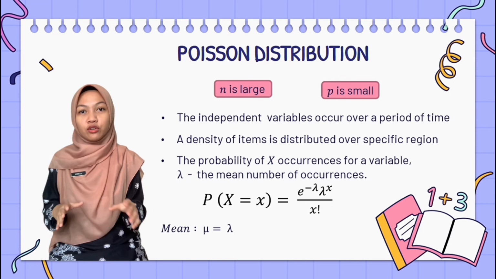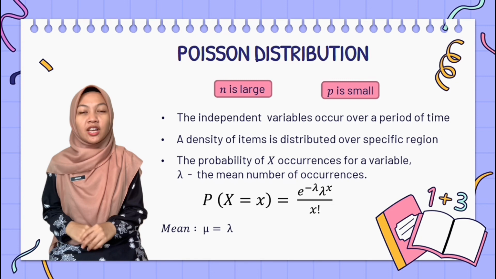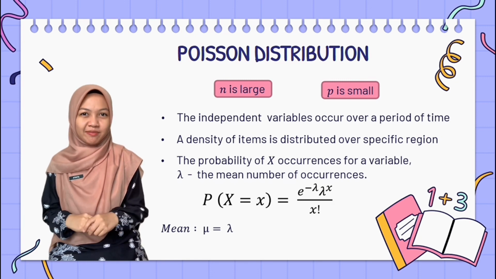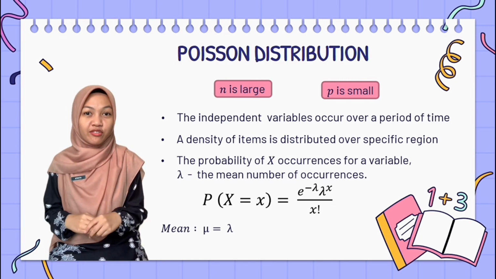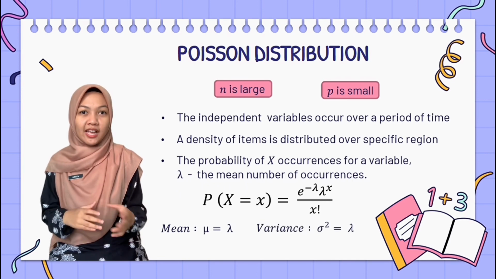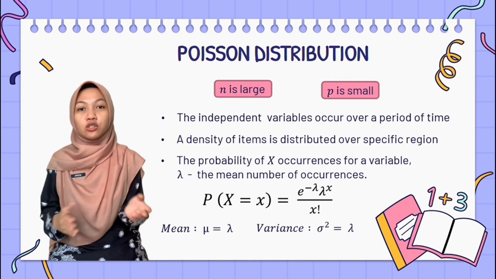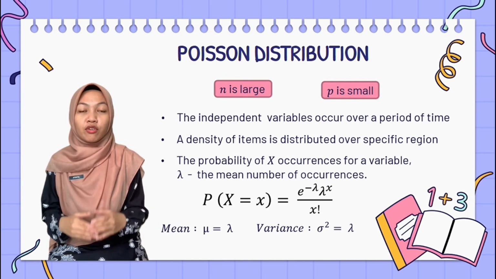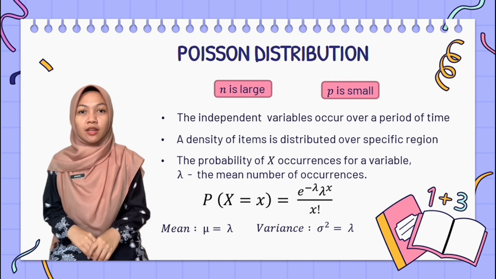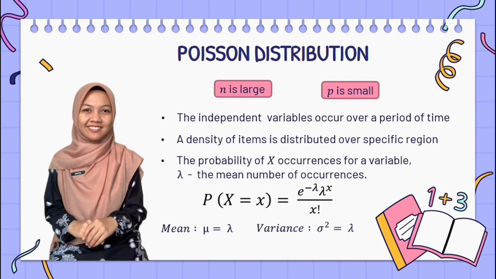Then we could use mu as our parameter, but in Poisson distribution we often use lambda. Okay, moving on to the variance, which we label as sigma squared, that is also equal to lambda. So we can conclude for Poisson distribution, the mean and variance are equal.